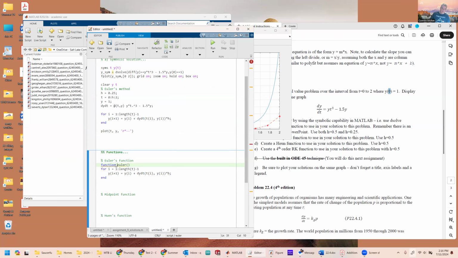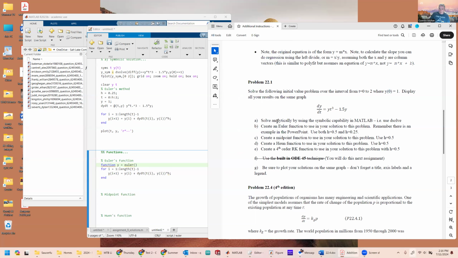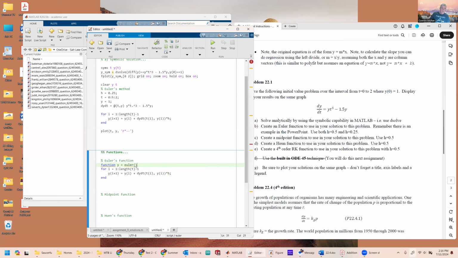So y equals Euler of, and what am I sending it? Do I decide here what I want to send it? Create a function, blah, blah, blah. Okay, so I need to figure out what to send it. I need to send it my function dy dt, my independent variable t, and my initial condition, which I can call y naught.